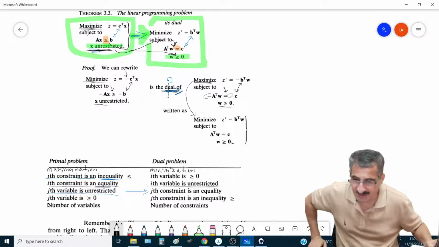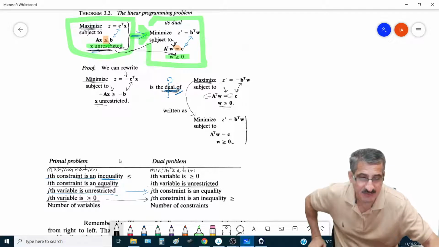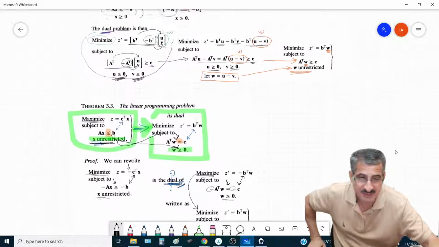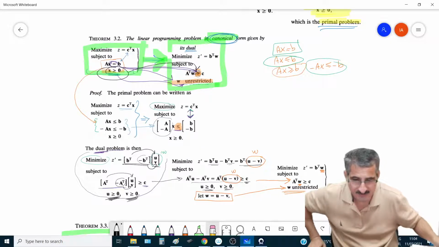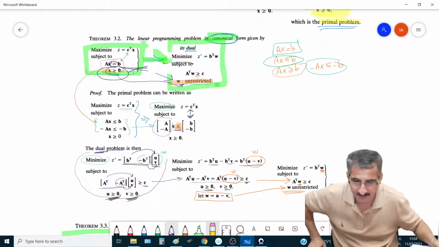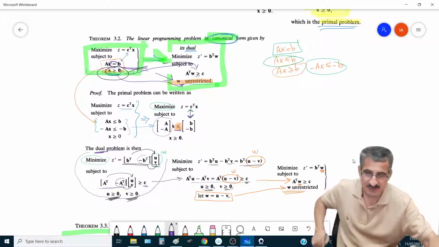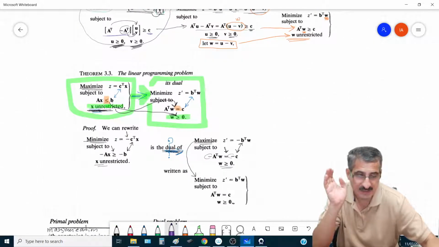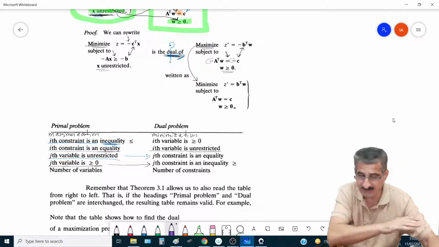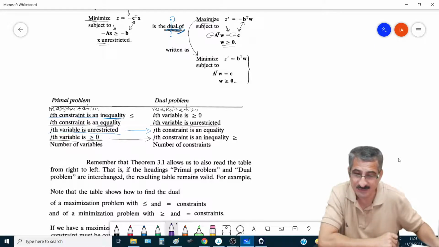Nice. Now if the jth variable is greater than or equal to 0, the ith constraint is an inequality. Where did we get this from? From here. From here this turns into an inequality, greater than or equal. I made a mess here. Okay, this positive means greater than or equal. So if the variable in the primal is positive or 0, then in the dual the constraint is an inequality.